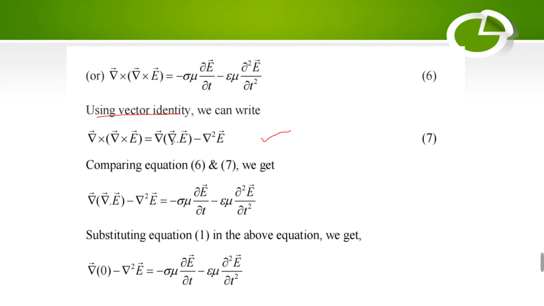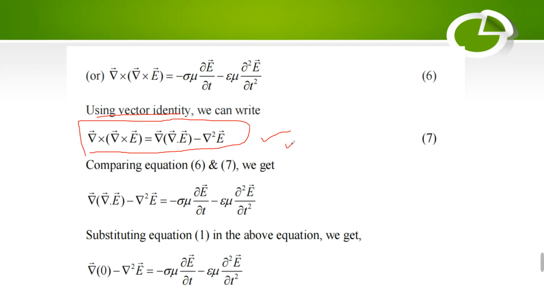So del dot E minus del cross E vector. This is the formula for del cross E vector. So del cross E vector is equal to del vector of del dot E vector minus del square E vector. Okay, this is the formula.